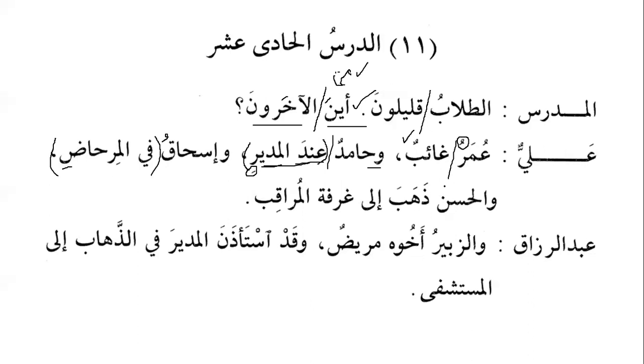Wal hasanu, and Hasan, so Hasanu is mubtada, and dhahaba ila ghurfat al-muraqibi, he went to the room of the controller. So here we can see that dhahaba is a complete verbal sentence, and we have discussed that a verbal sentence can also be a khabar. So Hasanu will be mubtada, and dhahaba ila ghurfat al-muraqibi, the complete sentence, will be khabar. Basically, in dhahaba we have huwa. So that's why we will say that dhahaba is also khabar. If we have two persons over here, then we will say dhahaba, and if we have three, then we will say dhahabu.